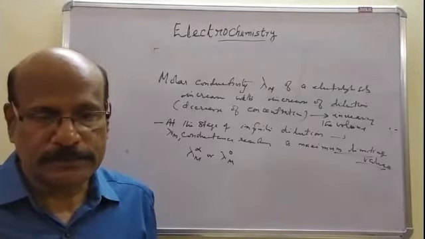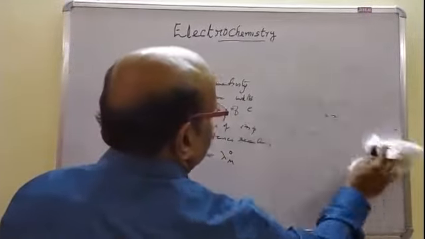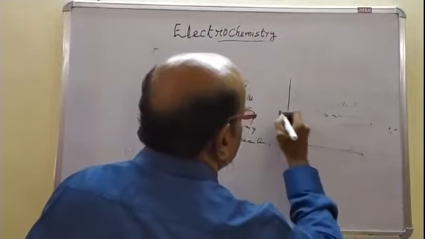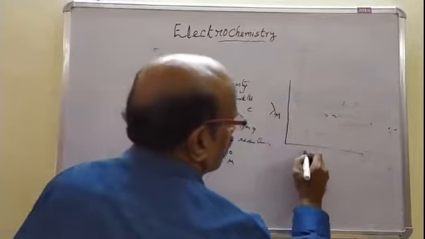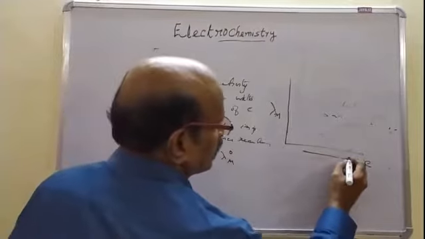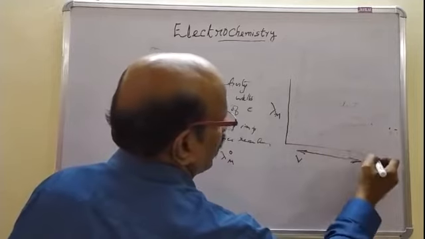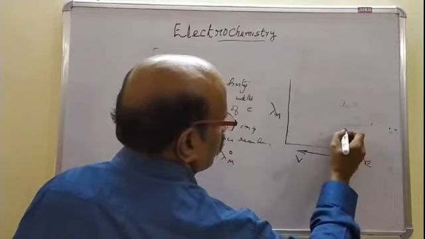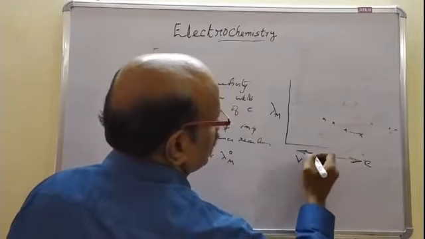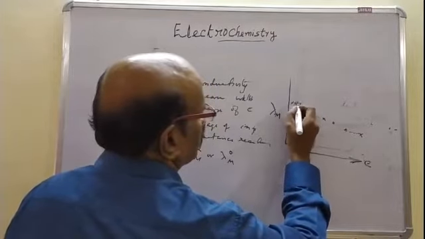That's the situation. This variation can be represented graphically like this. If we plot lambda m on the y-axis against the concentration on the x-axis, as the concentration increases the volume decreases, so we have a curve like this. At higher concentration there is a low value of the conductance. As the volume increases or concentration decreases, it reaches a maximum limiting value.